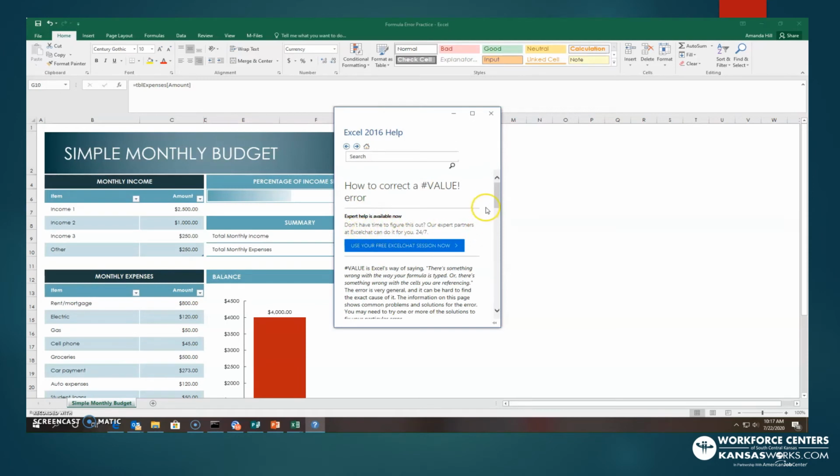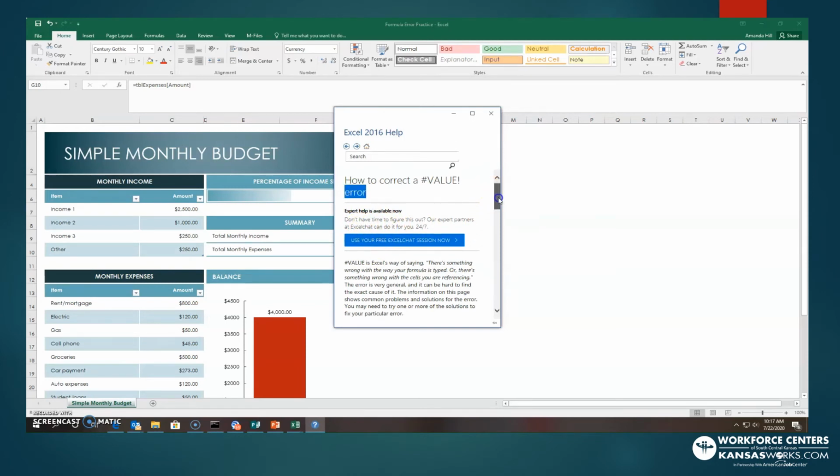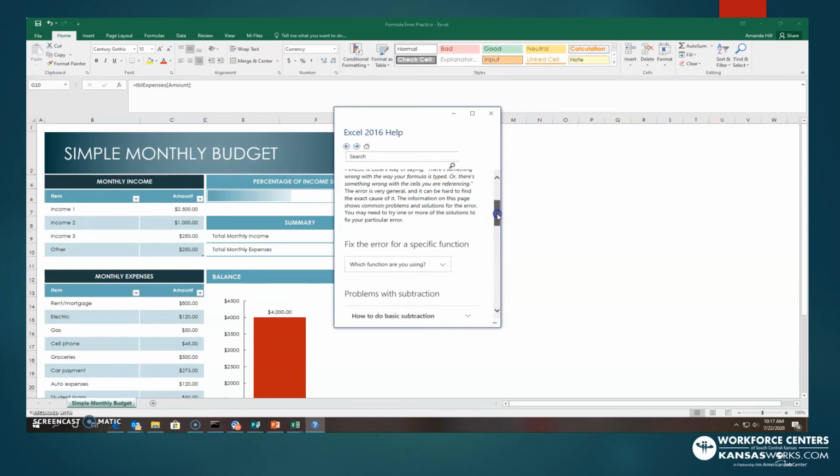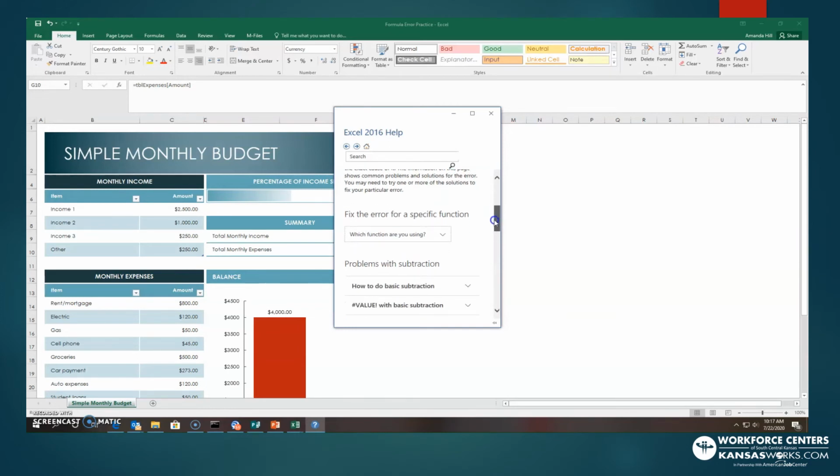And it says pound value is Excel's way of saying there's something wrong with the way your formula is typed, or there's something wrong with the cells you are referencing. The error is very general, and it can be hard to find the exact cause of it. The information on this page shows common problems and solutions for the error. You may need to try one or more solutions to fix your error.